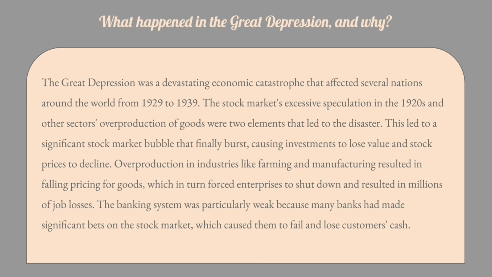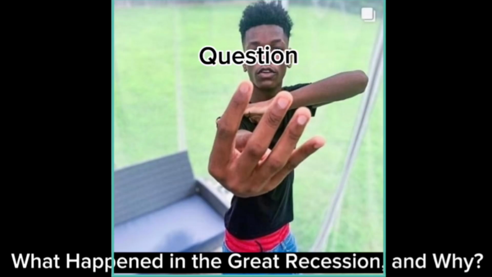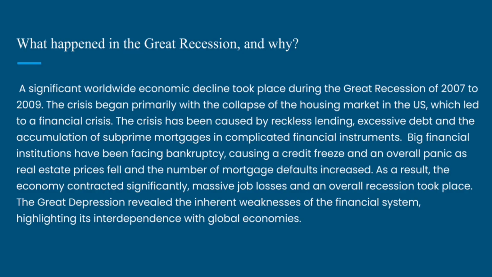The banking system was particularly weak because many banks had made significant bets on the stock market, which caused them to fail and lose customer cash. What happened in the Great Recession and why? A significant worldwide economic decline took place during the Great Recession of 2007 to 2009.